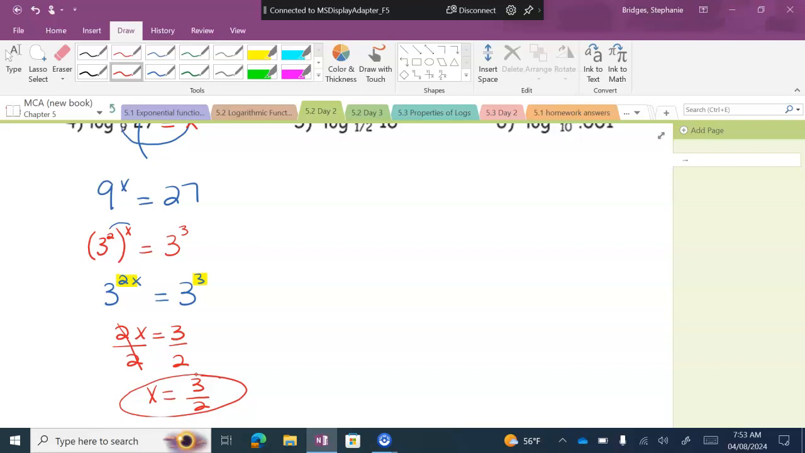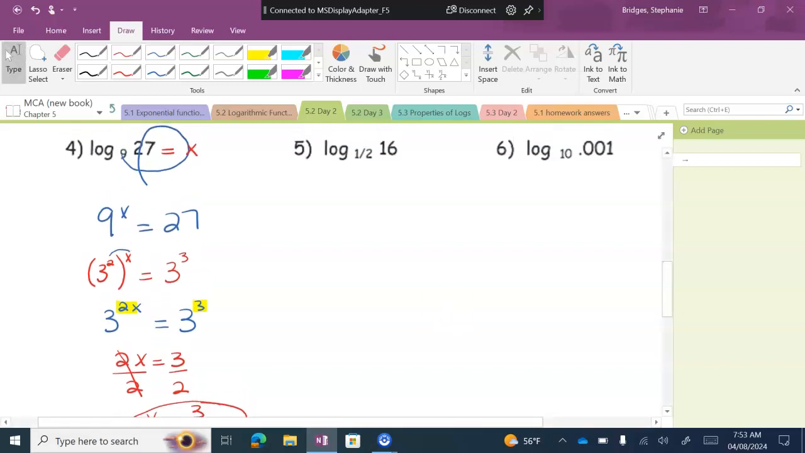All right, start number 5. Set it equal to x and take it to exponential. These fraction ones are the ones that usually tend to cause a little bit of an issue.